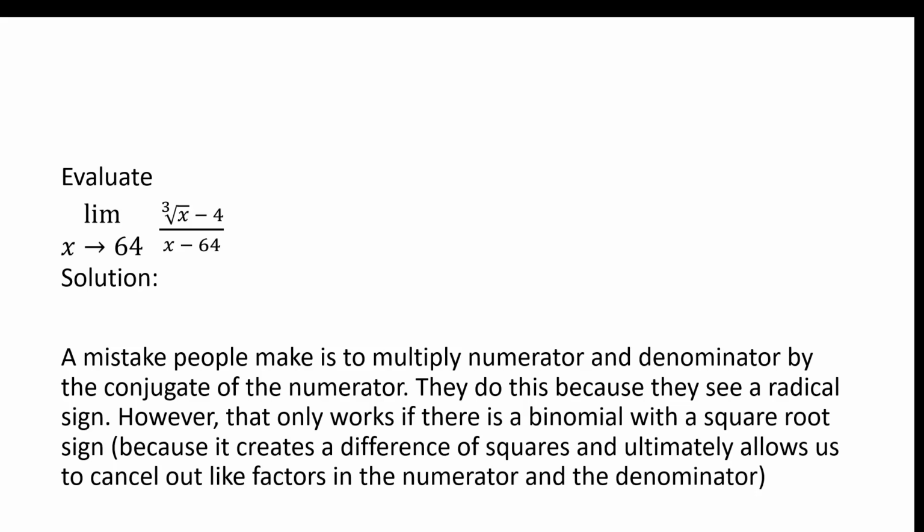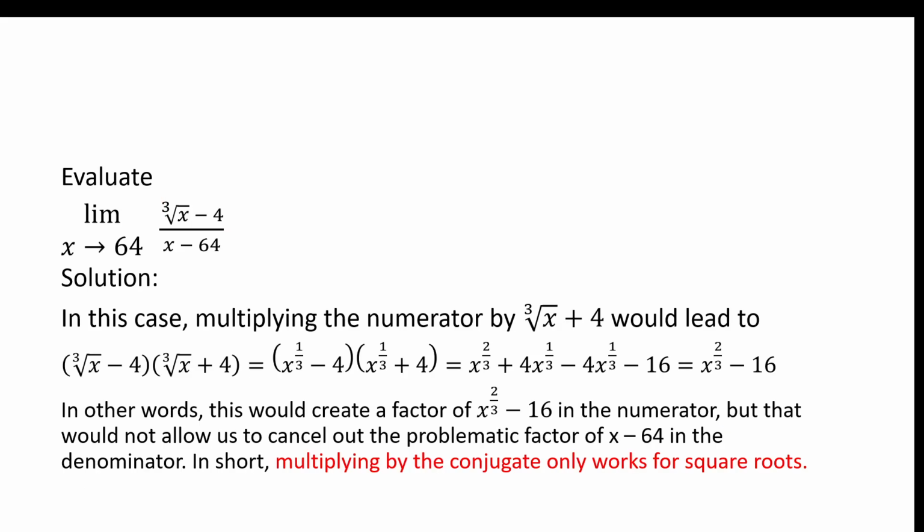So a mistake that a lot of people make is they'll say, okay, well, we have a root. Let's multiply top and bottom by the conjugate of the numerator. And actually, that's wrong. The reason we don't do that here is because that process only works if it's a square root sign. The reason is it ultimately leads to a difference of squares. But if it's a cube root sign, we're not interested in creating a difference of squares. We're interested in creating a difference of cubes.